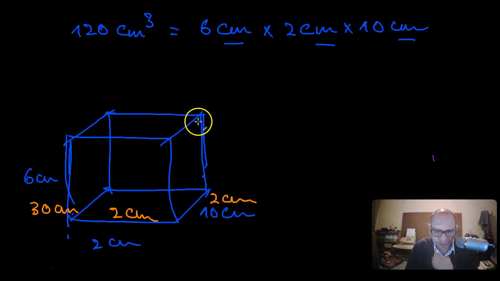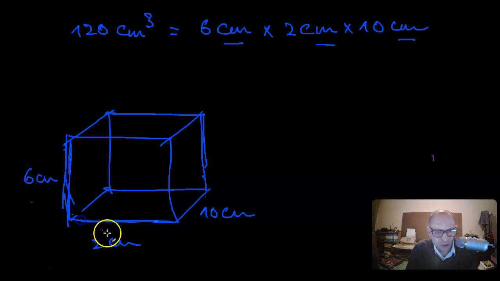Now, let's forget about these other measurements for now and suppose that I go with 6 centimeters, 2 centimeters, and 10 centimeters. Of course, 6 centimeters would be 6/100 of a meter, which is 0.06 meters, right?